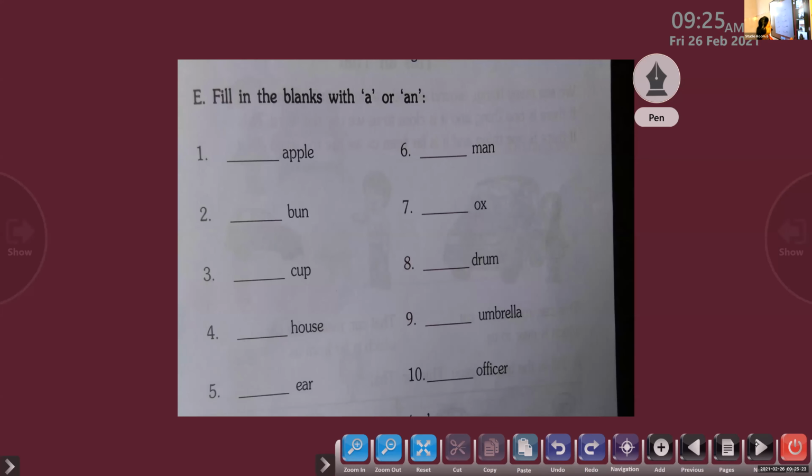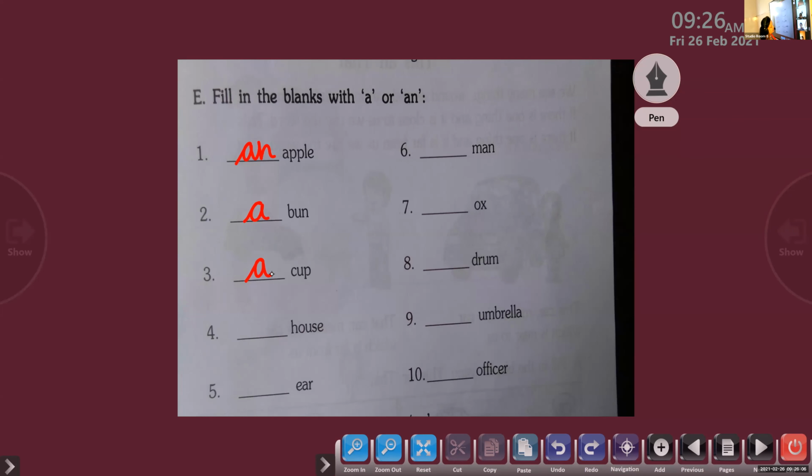Now let's try these. Albrin, unmute. Fill in the blanks with a or an. Dash apple. An apple. Fantastic. Tom Saji, unmute. Number 2. Dash bun. A bun. Okay, very good. Thank you. Joseph Sebi, unmute. Number 3. Dash cup. A cup. Okay, good effort.